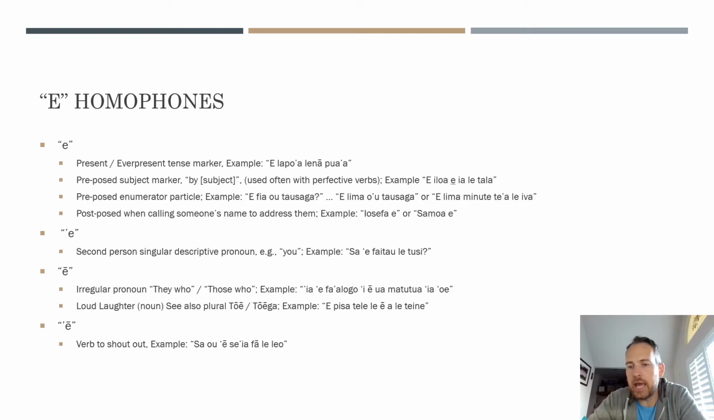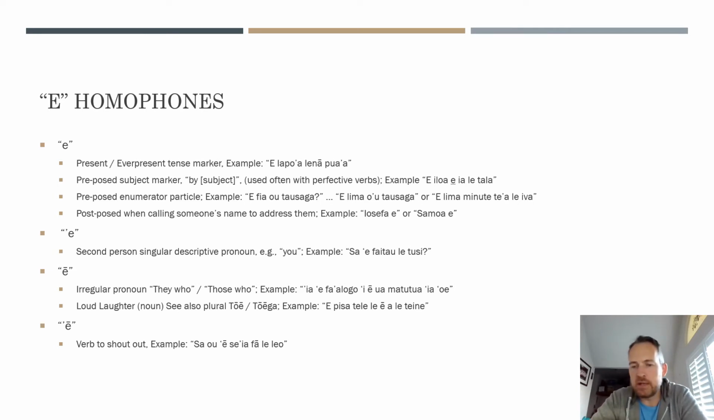So e iloa e ia. The second a in this case is that by, that preposed subject marker. Ia is the third person pronoun meaning him or her, and then le tala is our noun, and that just means the story. So what this translates to is the story is known by him. E iloa e ia le tala. The story is known by him is kind of how it would literally translate across.